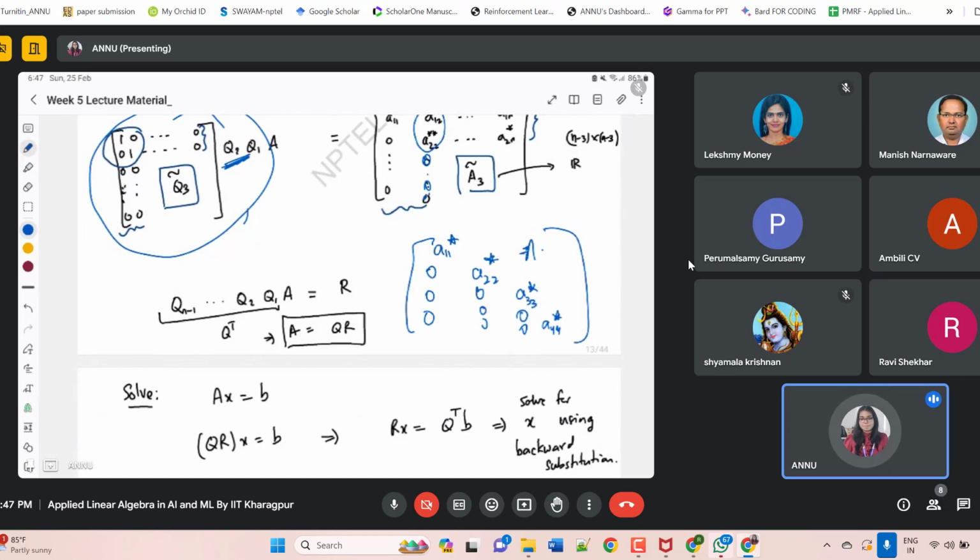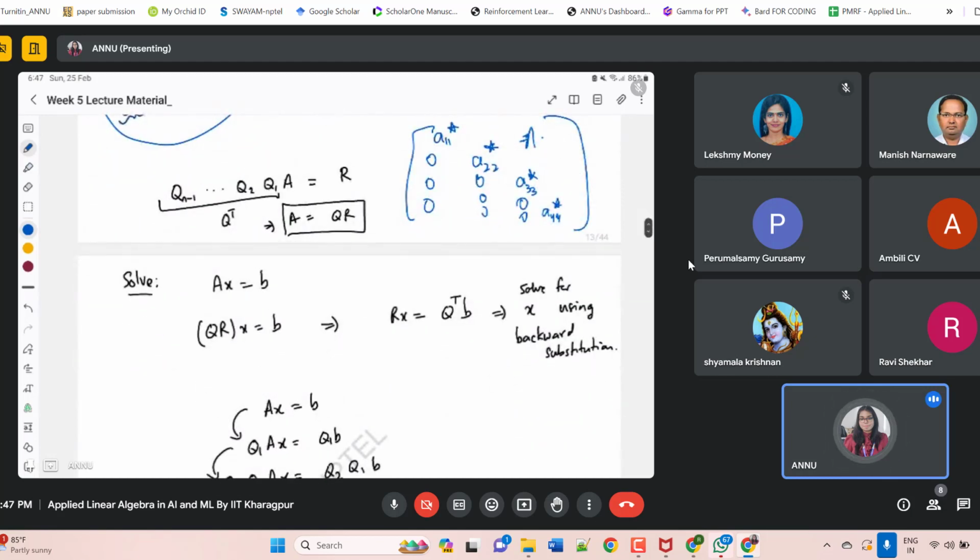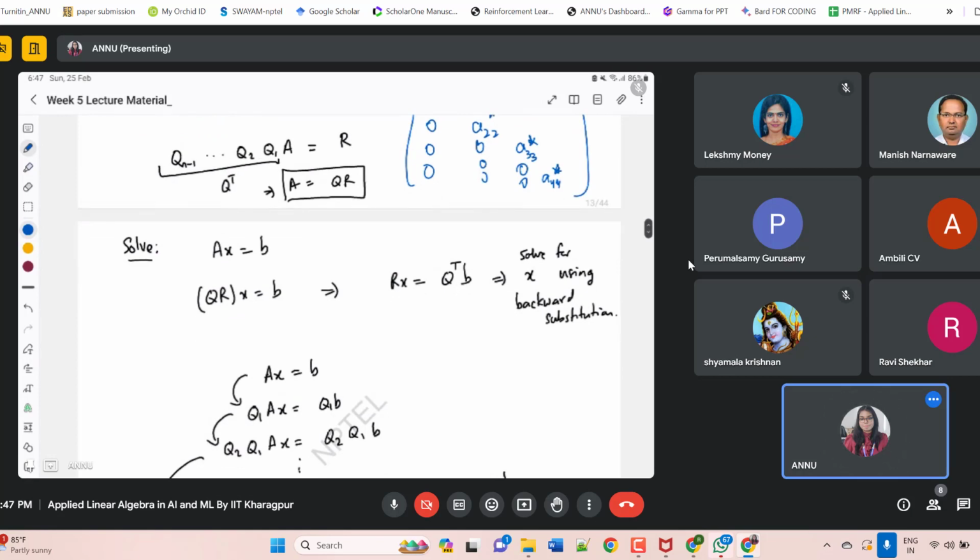Now, if you want to solve Ax equals b, that is a difficult problem. Suppose you have an n cross n matrix, and you cannot compute the inverse of the A matrix. In that case, you will rather convert the A matrix to a QR decomposition. Then you can write Rx equals Q transpose b, and Q transpose b is nothing but Q inverse b.